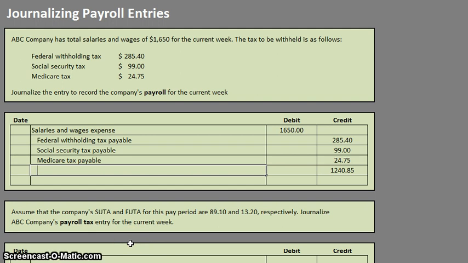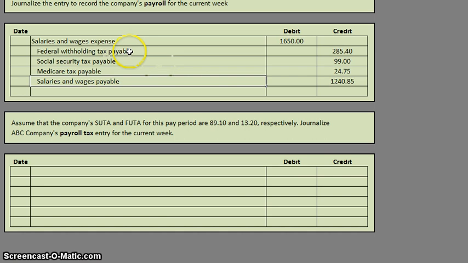So we are going to be crediting salaries and wages payable. Now keep in mind, if your problem says that we are paying off this payroll today, then that would simply be a credit to cash. All right, now that we dealt with the payroll entry, let's take a look at this second requirement down here.